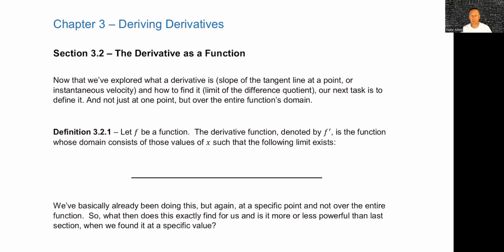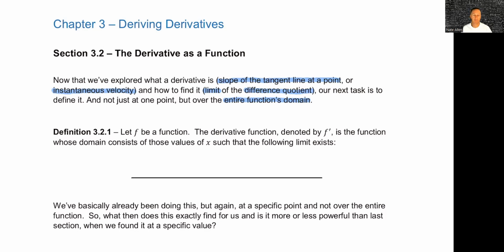Since we just talked about what the derivative finds for us, remember that was the slope of the tangent line, and we focused on it at a specific point last section. It also gives us our instantaneous velocity. And how to find it, which remember was just the limit of the thing we called the difference quotient. Well, now we're not going to just define it and find it at one single point, but with even more skill, it would be better for us to find the entire domain of our function and what the derivative or rate of change is for the entire function.